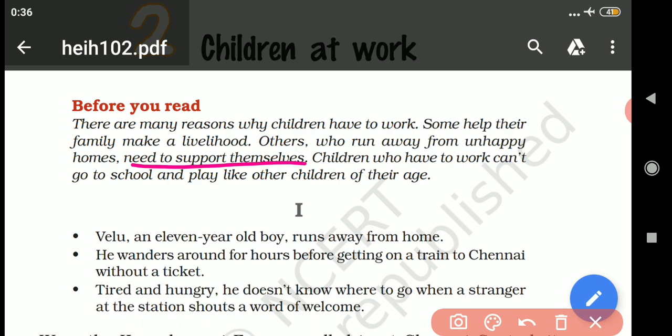Okay, there are many small children who leave their house and run away only because of unhappiness in the house, right? Children who have to work can't go to school and play like other children of their age. Children who have to work, they can't go to school. Those children cannot go to school and play like other children.